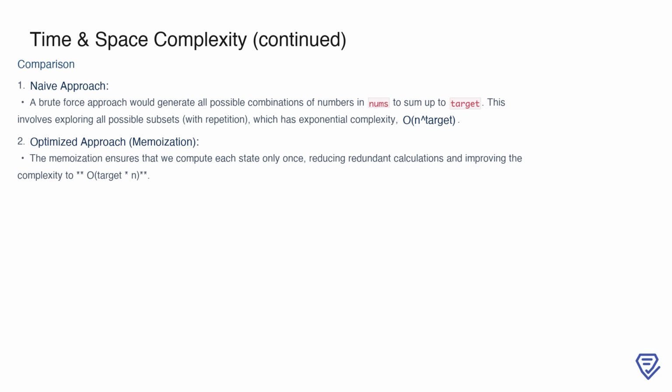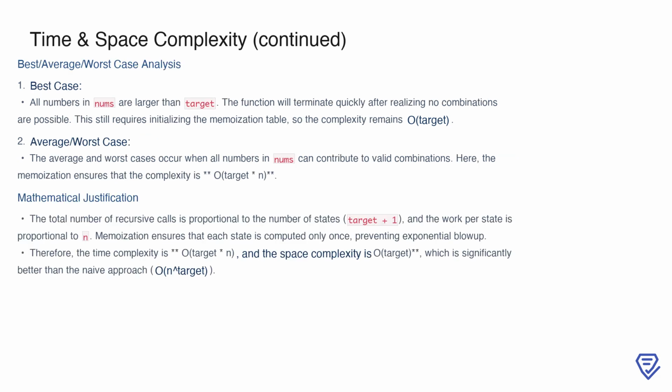Considering best, average, and worst case scenarios, we see that in the best case, if all numbers in nums are greater than the target, the function quickly determines that no combinations are possible. However, even in this case, the memoization table still needs to be initialized, so the complexity remains O(target).